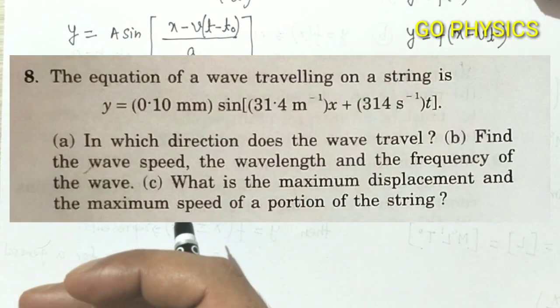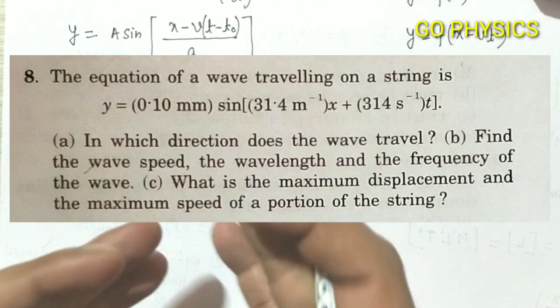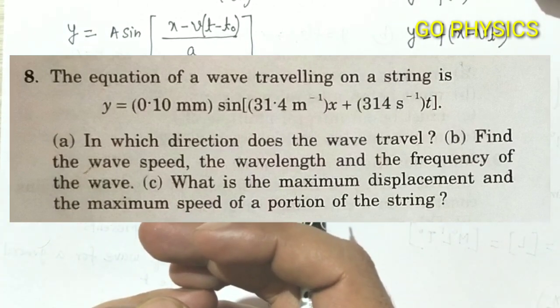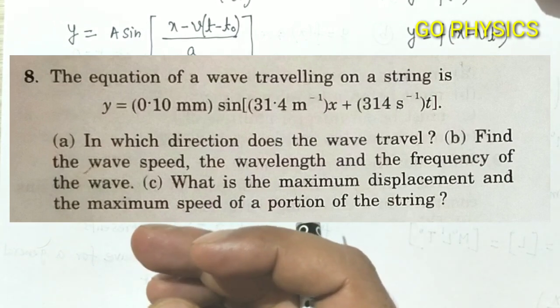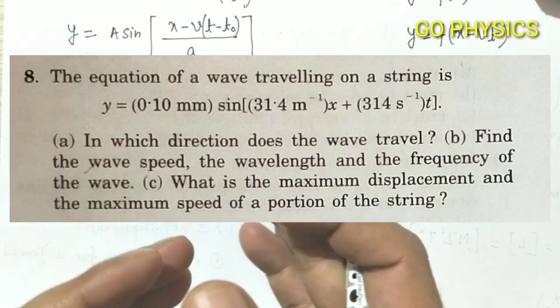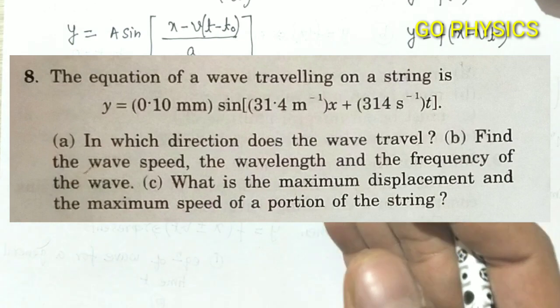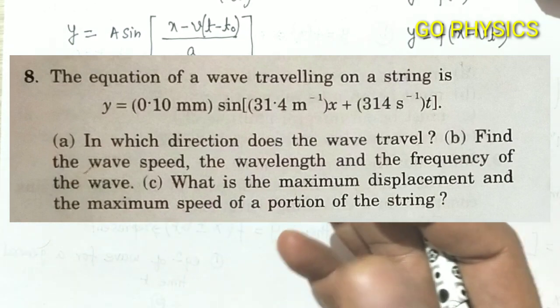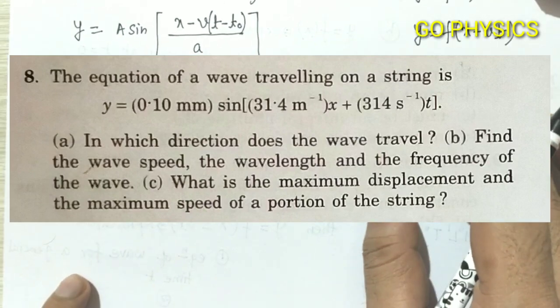Now let's see question number 8. The equation of a wave traveling on a string is y = 0.1 sin(31.4x + 314t). The first part asks: in which direction does the wave travel? The B part: find the wave speed, wavelength, and frequency. And the C part: maximum displacement and maximum speed of a portion of the string.